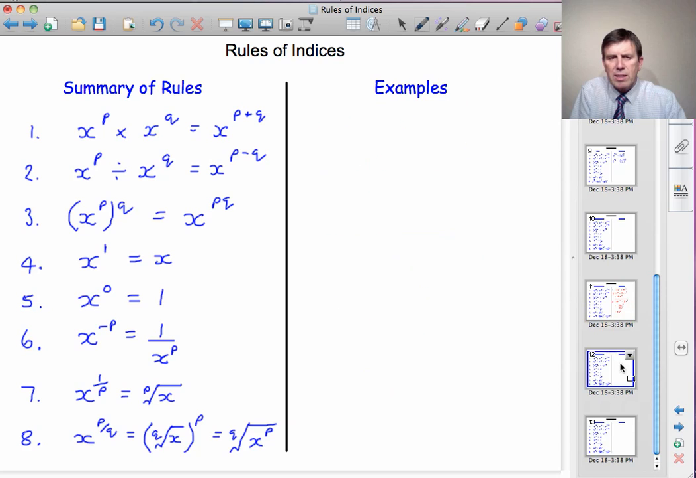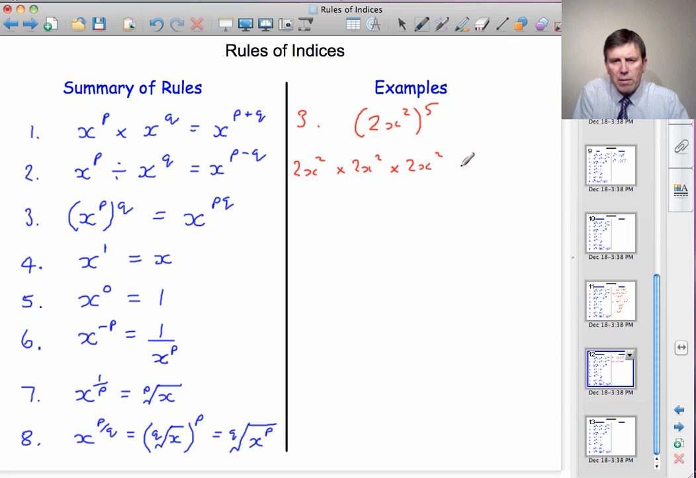Moving on now to example 3. 2x squared all to the power 5. Again, I'll write it out in full. It will be 2x squared multiplied by 2x squared multiplied by 2x squared multiplied by 2x squared multiplied by 2x squared. I'm not suggesting you should set your answers out in this way, but just to illustrate what's going on, I think it's useful with our first examples.